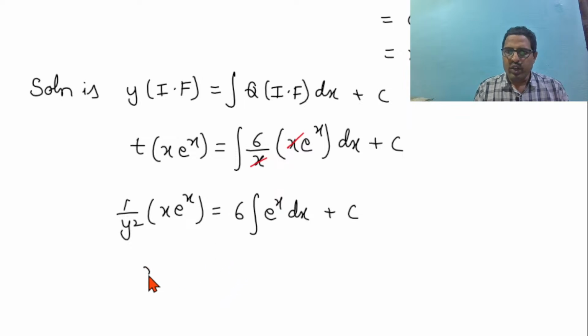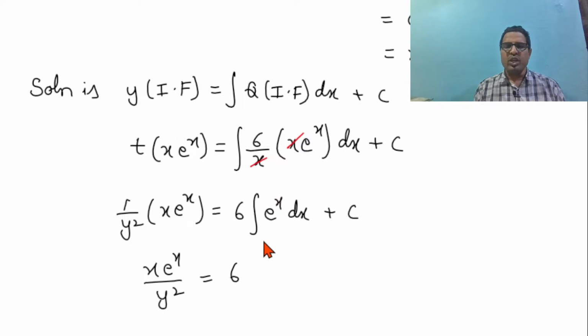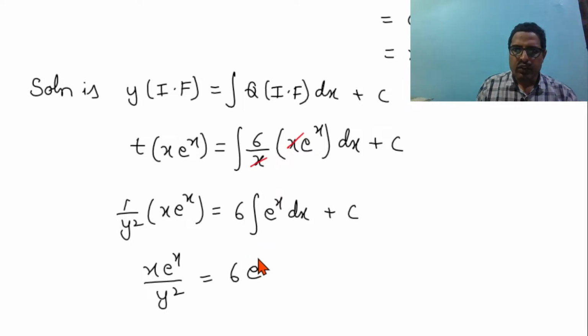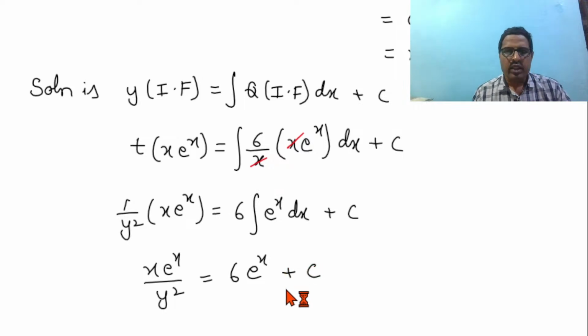Or if we try to integrate, it is x e power of x divided by y square equals 6 into the integration of e power of x, which is just e power of x itself, plus the constant of integration c. So this will be the required solution. This is the final solution.